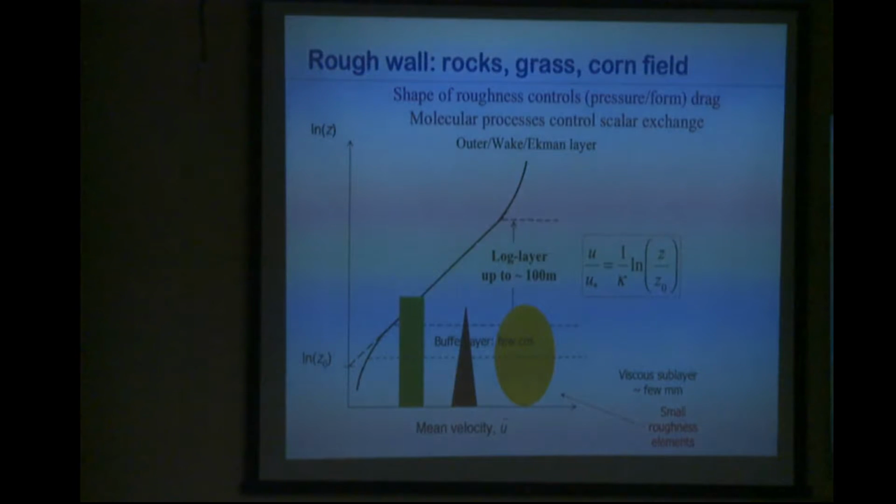However, there is no pressure for scalar exchanges. I'll come back to this point. And so molecular processes continue to control scalar exchange, just as we had in a smooth wall. So for a rough wall, there's more difference between momentum and scalar exchange. And this is a rough wall.